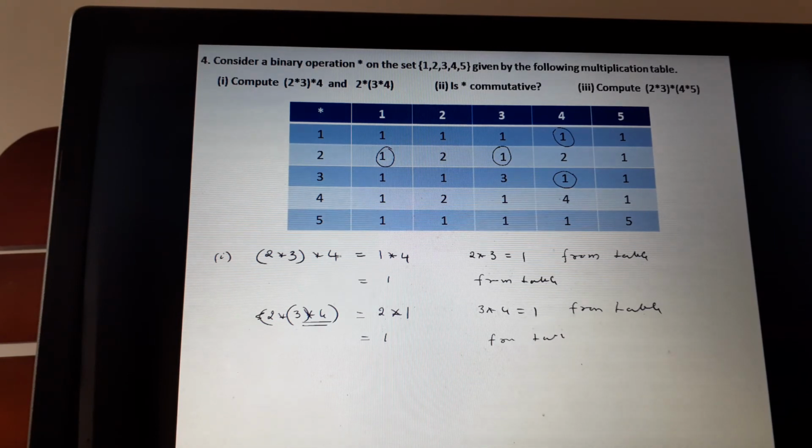So you can see here they are equal. Of course we cannot generalize with only this pair. We have to check with others also whether it is associative or not. So the first question is answered. Is it commutative? You can check. For example, see 1 star 2 is 1, 2 star 1 is 1, 1 star 2 3, 3 star 1, sorry, 1 1 like that. So definitely you can check it is commutative. Second one, star is commutative.